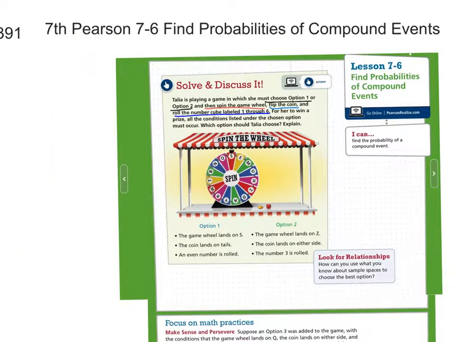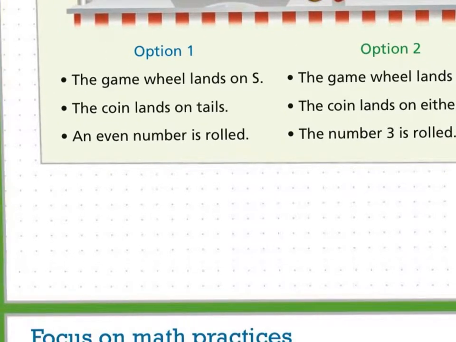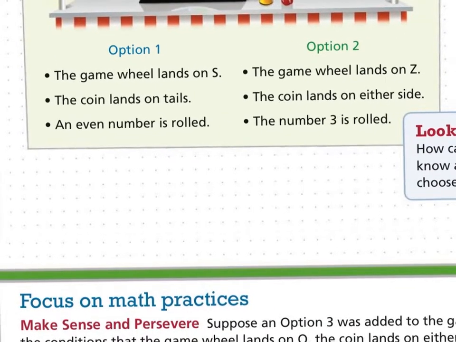So for option 1, the game wheel has to land on an S, the coin has to land on tails, and she has to roll an even number. For option 2, in order for her to win, the game wheel has to land on a Z, a coin can land on either side, and she has to roll the number 3.